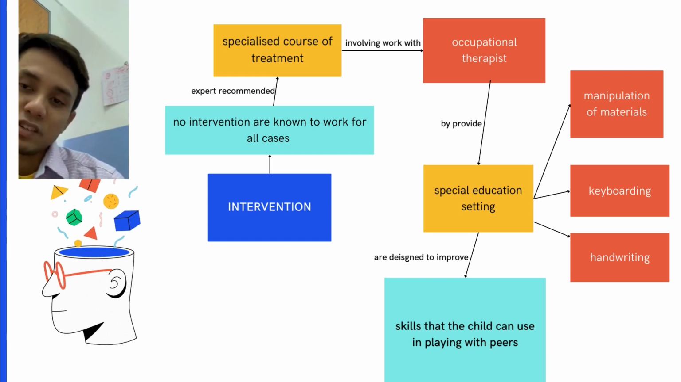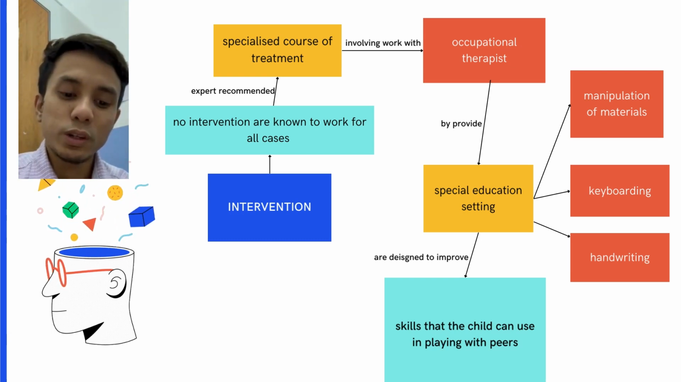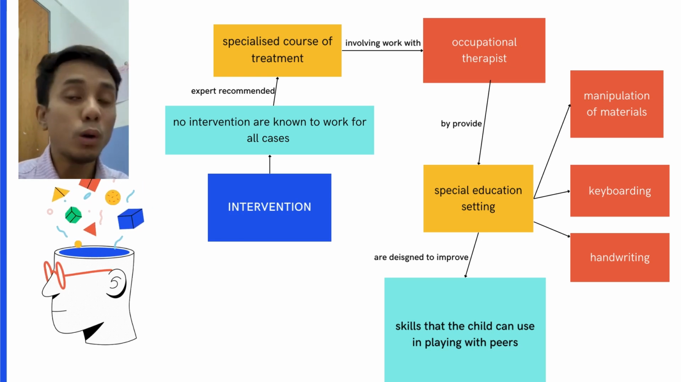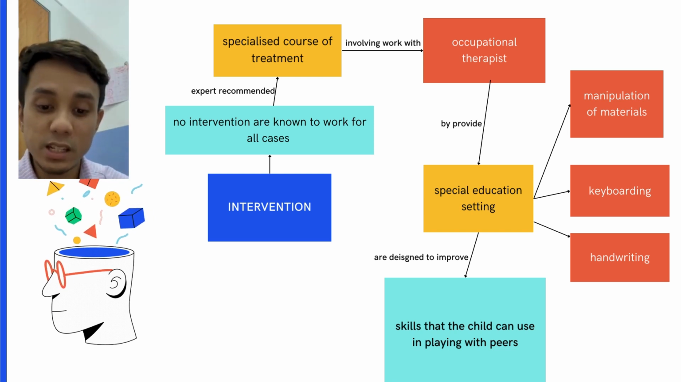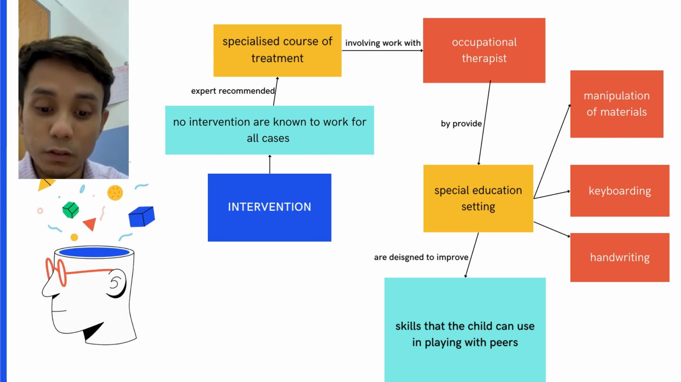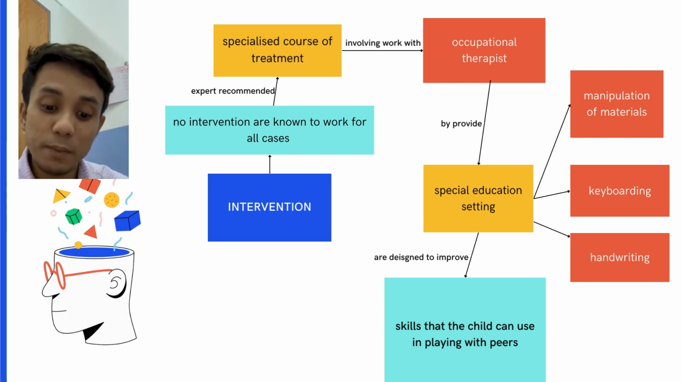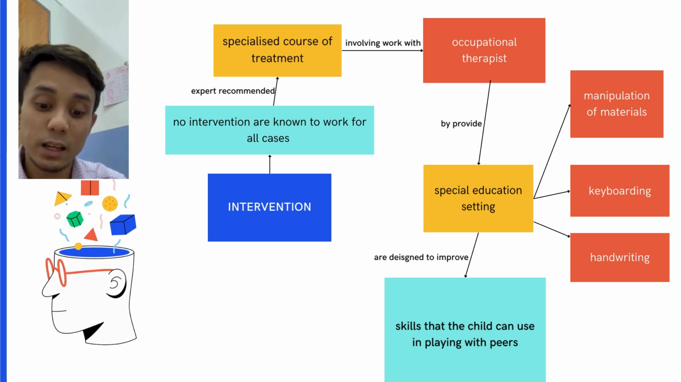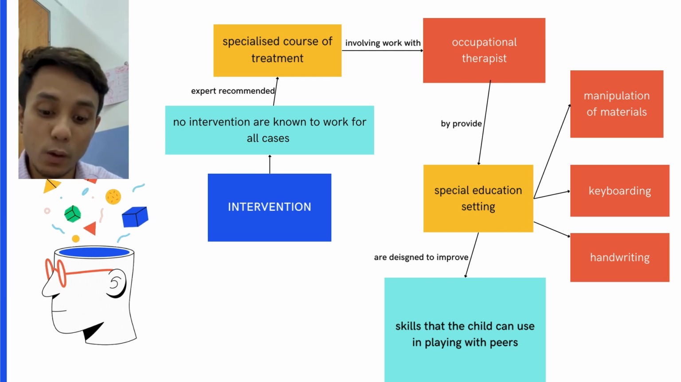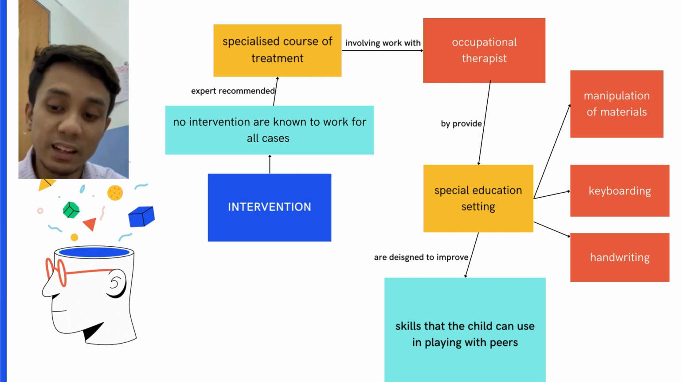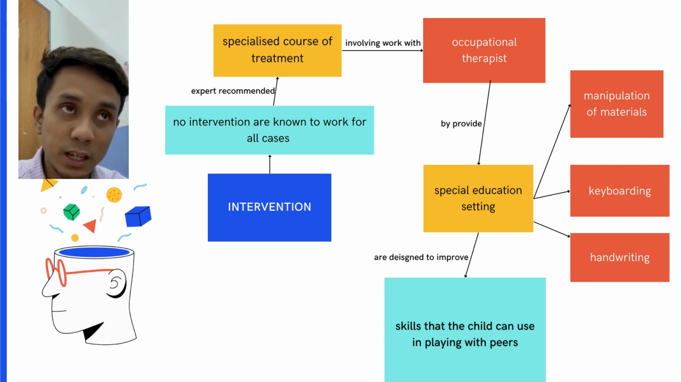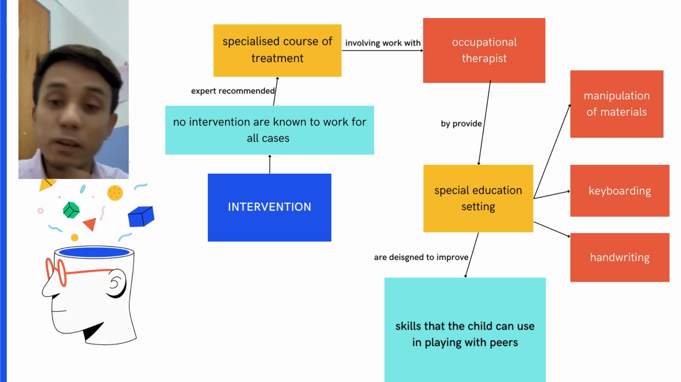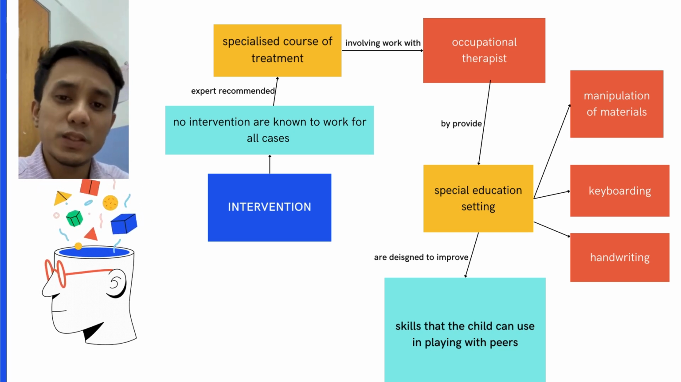As for the intervention, there is no intervention known to work for all cases, but experts have suggested a specialized course of treatment involving work with occupational therapists, providing a special education setting to help with handwriting, keyboarding, or manipulation of materials. These are designed to help children develop skills so that they can use those methods in playing with their friends. So that is the intervention for developmental coordination disorder.